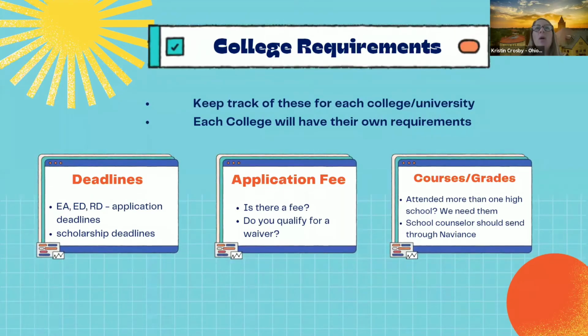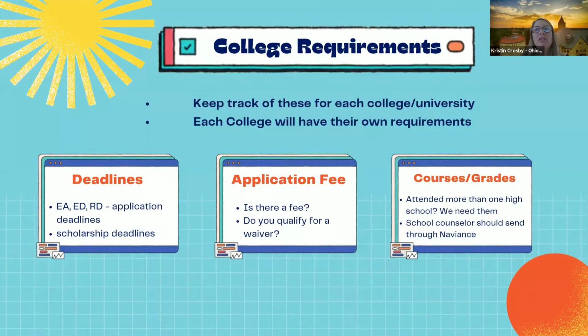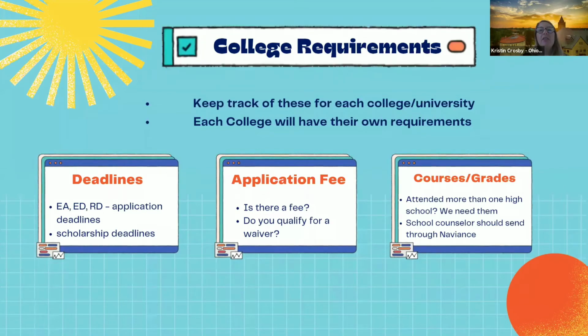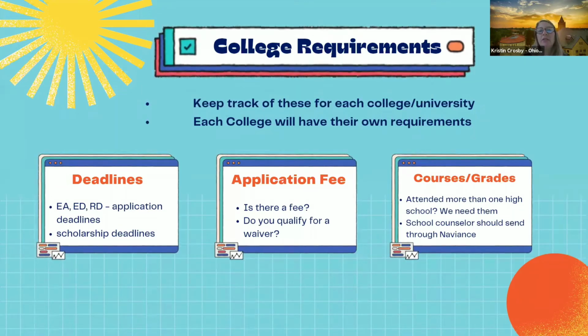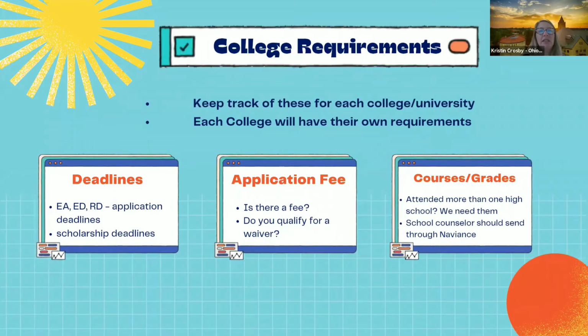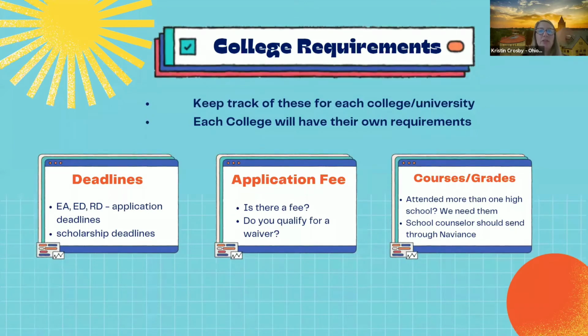And then the other thing I want to mention is that if you have attended more than one high school, you're going to need to request the transcript, your grades from that other high school. And your counselor should send the grades, not you. And they can either do it through the system that they have at their school, which might be called Naviance or Parchment. If their school does not have that way to submit them electronically, the counselor might be able to send them by email to the college or university.